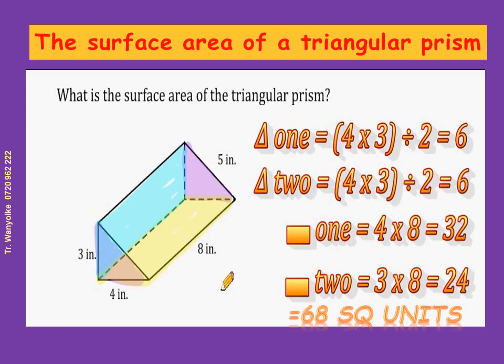Then we also have the other rectangle, which is measuring 3 by 8. That's the blue one. 3 by 8. So it is 3 times 8. That is giving us 24. So the total surface area of this triangular prism is 68 square units.